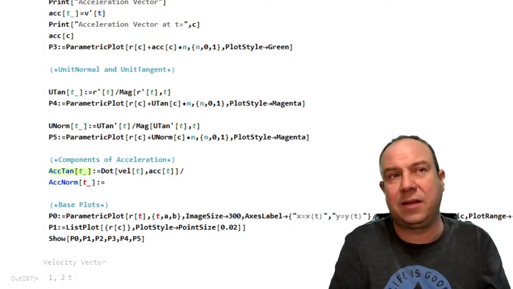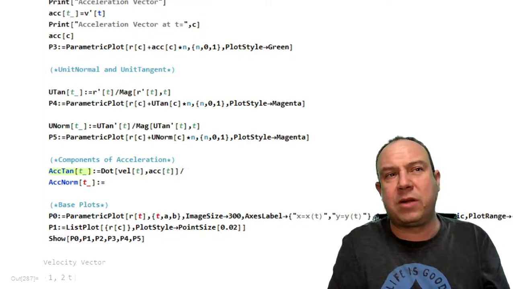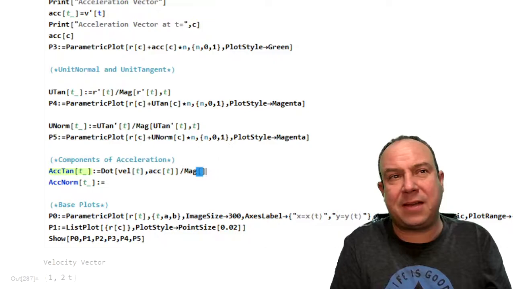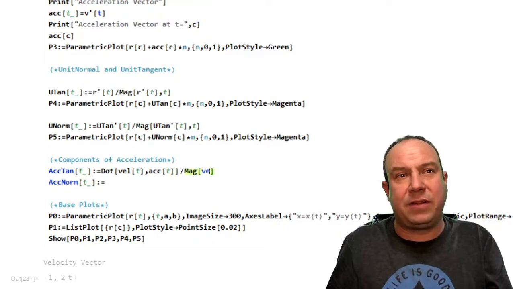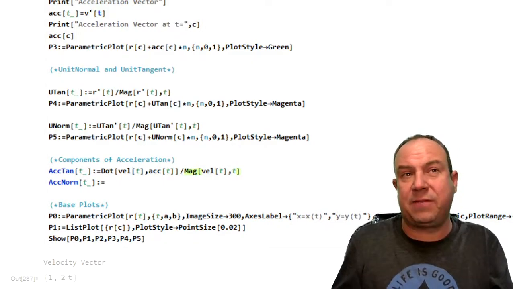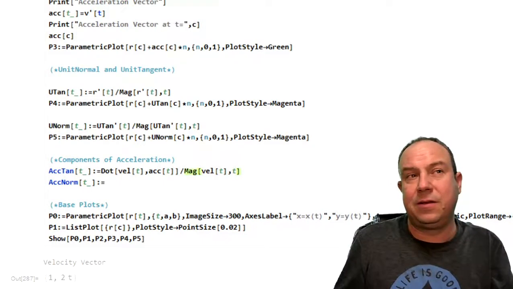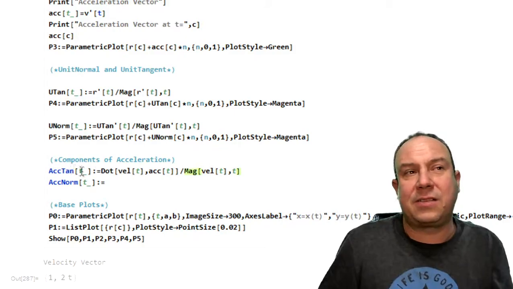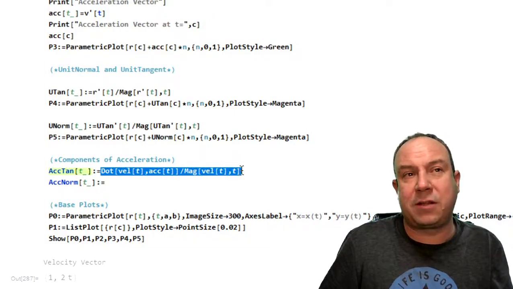It's really quite clear. It stands out there. And remember what we're going to divide that by. That's going to be divided by the magnitude of our velocity vector, with respect to variable t here. That is our tangent component of acceleration.